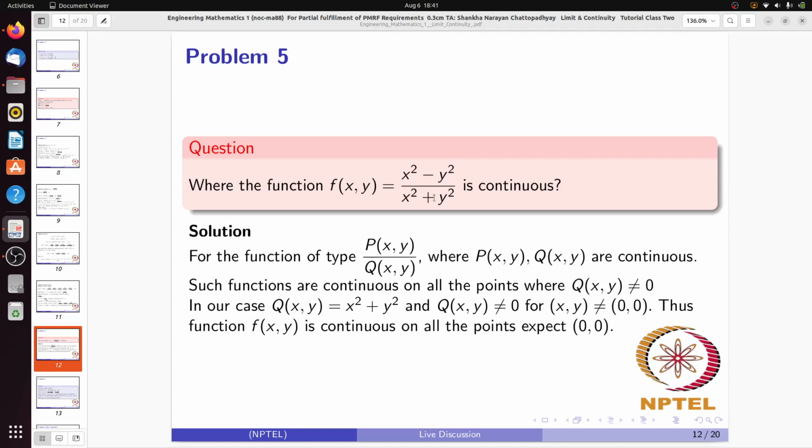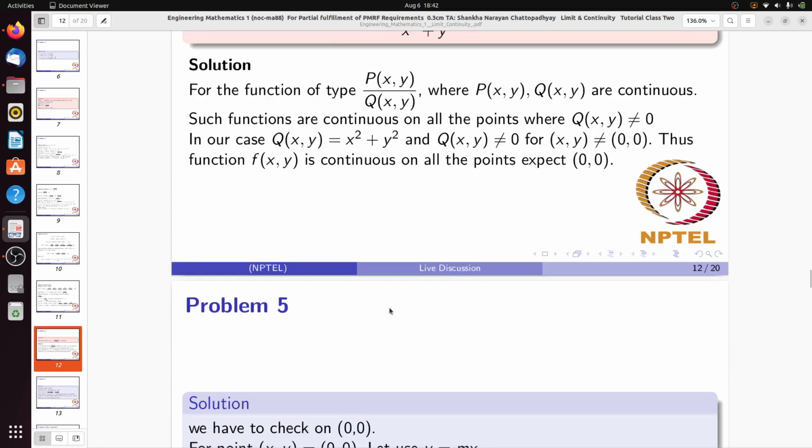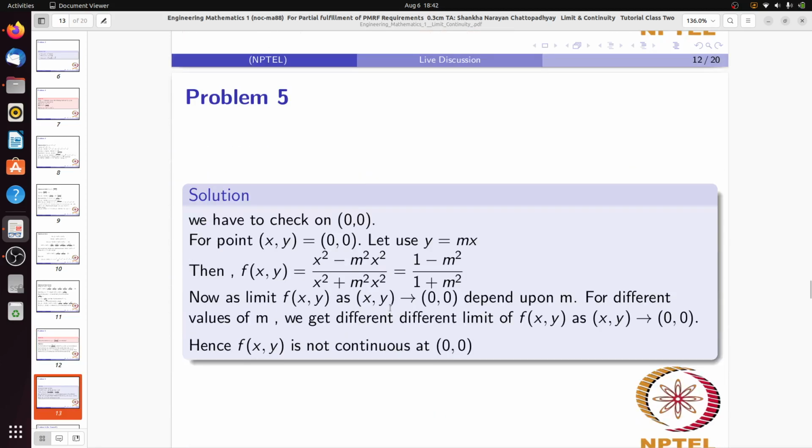The only problem is where q(x,y) vanishes. In our case q(x,y) is x square plus y square, and it is not equal to 0 for (x,y) not equal to (0,0). Thus the function f(x,y) is continuous at all points except (0,0).